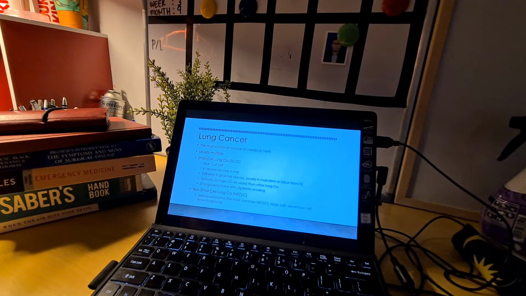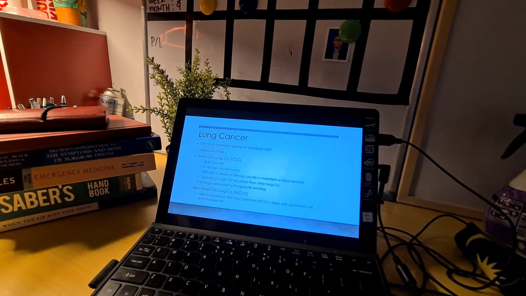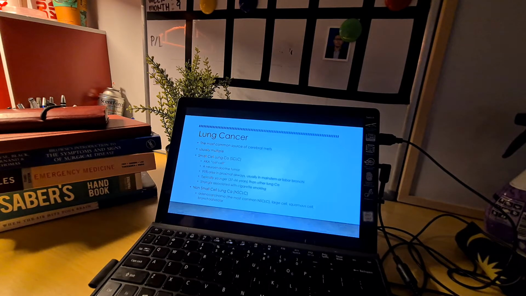So for lung cancer, the most common source of cerebral metastasis is the lung cancer patient. You can see a lot of patients that have lung cancer have brain metastasis and neurological symptoms, usually multiple metastases. The most common types are small cell lung carcinoma, SCLC, and non-small cell lung carcinoma.